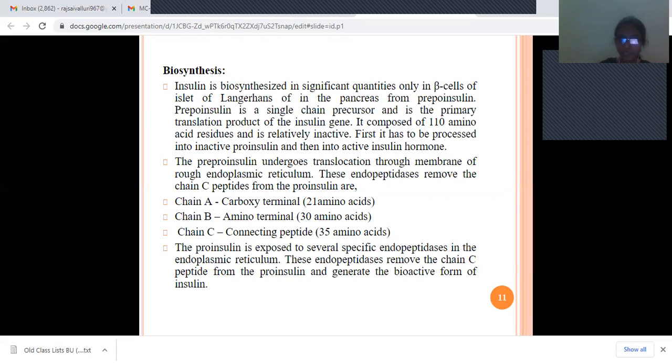And B is the amino terminal, which contains 30 amino acids. And C is the connecting peptide. So here what will happen? Chain C will be removed in order to get the bioactive form of insulin. So this is the biosynthesis of insulin.